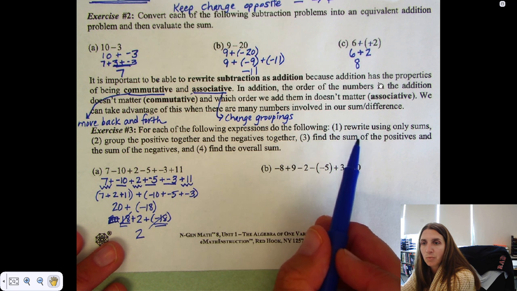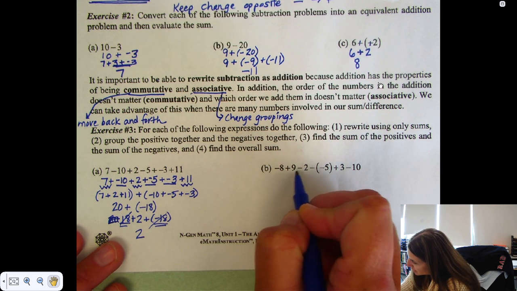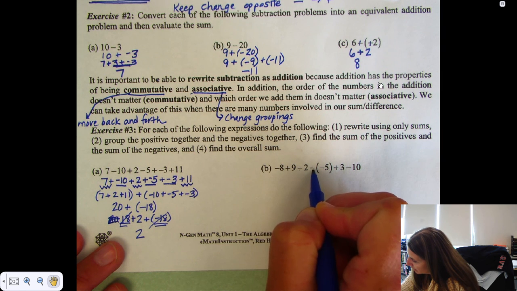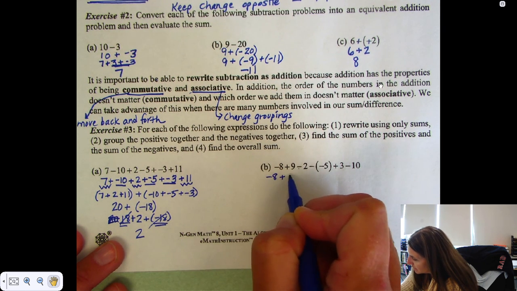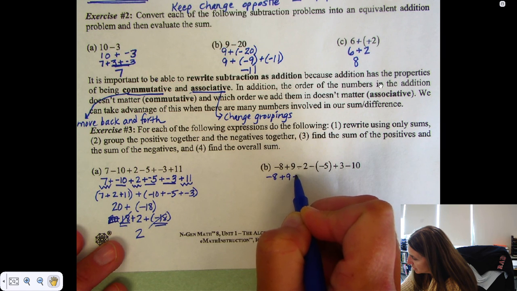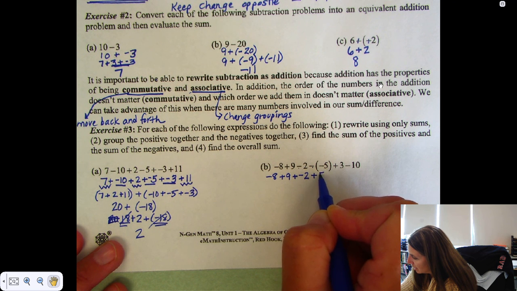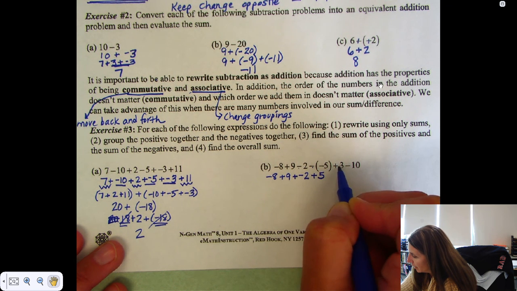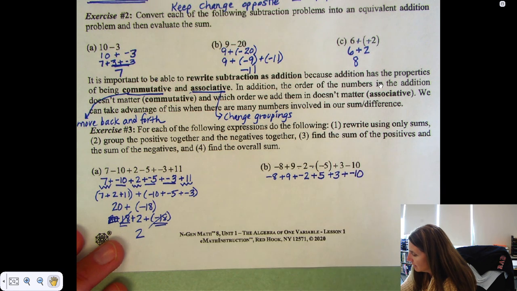Number 1, we're going to rewrite using only sums. So everywhere I see a subtraction sign. Here we go. Negative 8 plus 9. There's a subtraction sign. I make it plus a negative 2. Subtraction sign. Plus opposite of negative 5 is 5. Keep the plus 3. Take that subtraction, make it plus a negative 10.